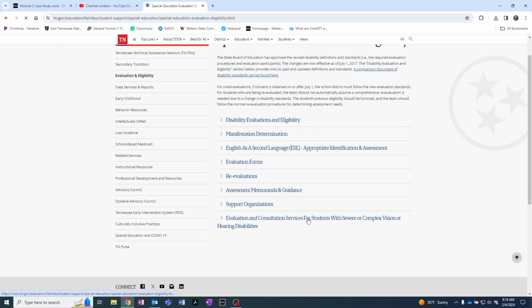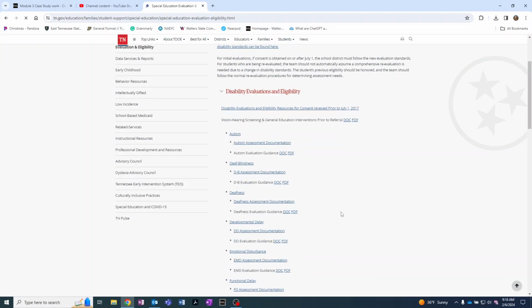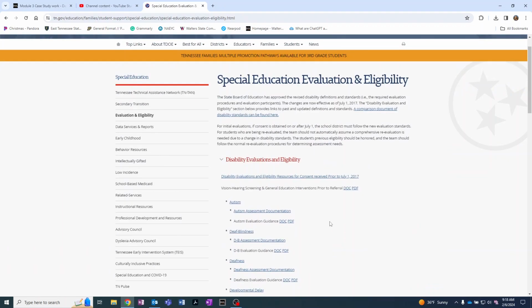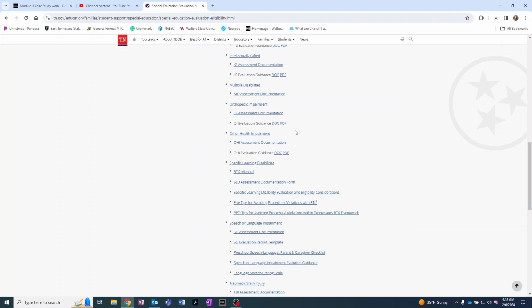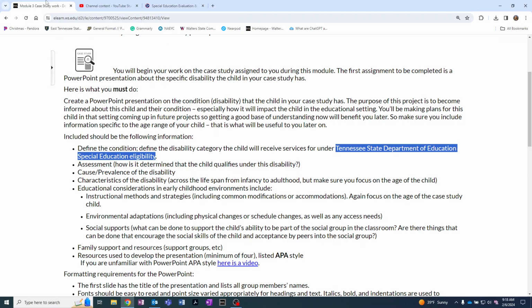Once you get to that page, you're going to have to click on the first section there, the first tab. Then you're going to see that under the Tennessee Department of Education, under special education evaluation eligibility, you're going to have all the disabilities listed there. So that's where you're going to start. That's what I want you to look for.